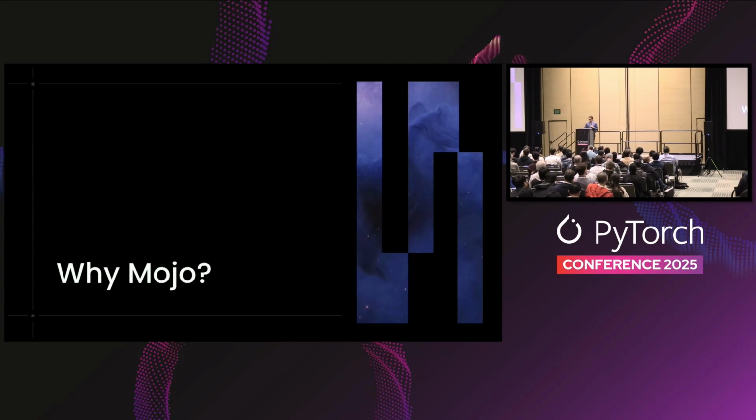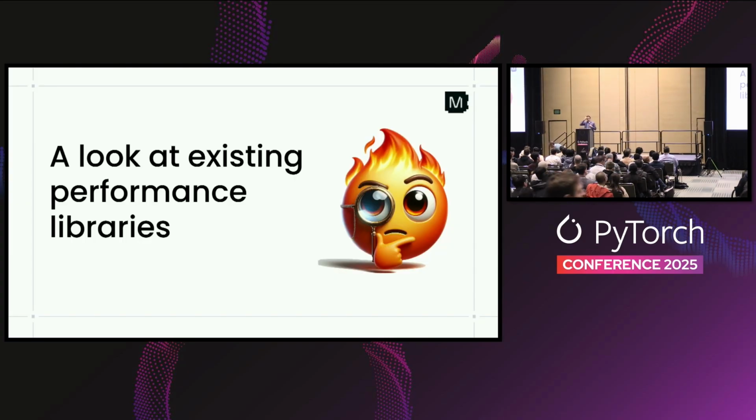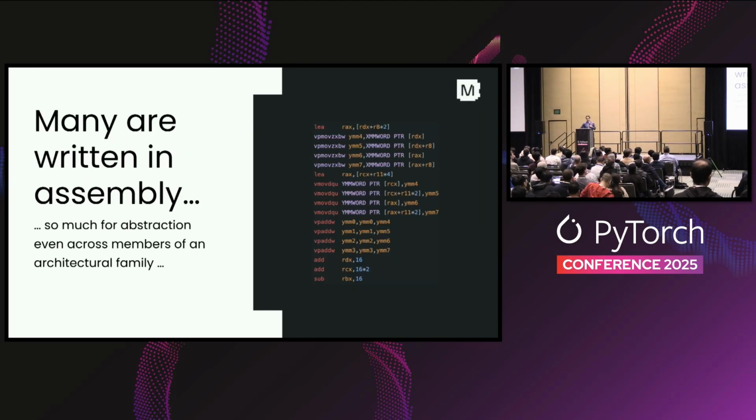So first a bit about why Mojo, and to do that, let's take a look at the lengths people have gone to get peak performance out of their systems. So what does it look like to write a kernel that actually uses all of your hardware? Well, still to this day, a lot of them are written in assembly or PTX or some flavor of the above. This is definitely going to get you peak performance, but it is also quite a lot of work, and it is often not very portable.